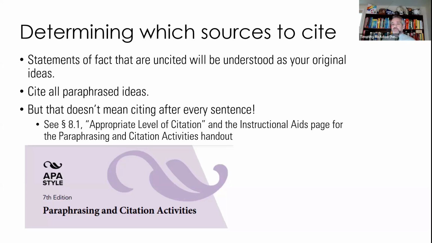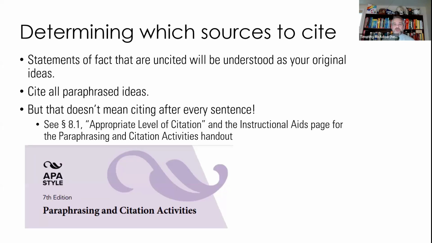But that said, it doesn't mean citing after every sentence. That would be over citing. For a long paragraph, you can cite the work at the beginning of the paragraph, and then all the sentences that follow in that paragraph can be uncited as long as the context is clear in your writing that this is the same work you're talking about, the work that you've cited.